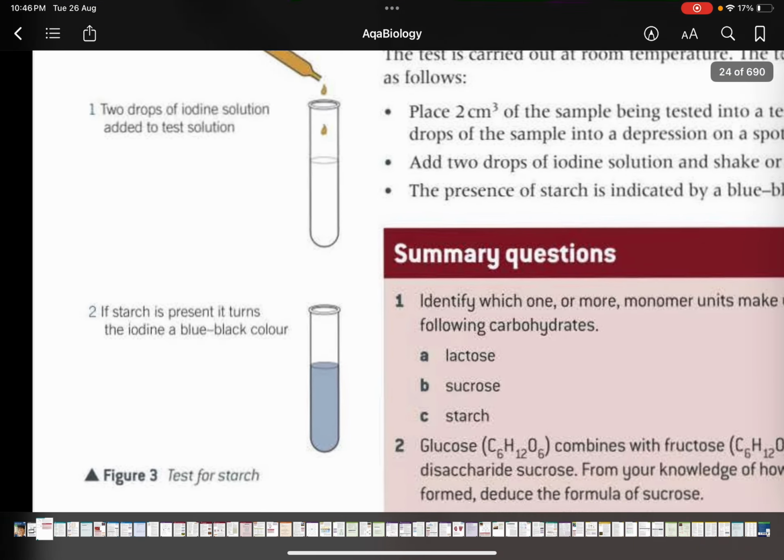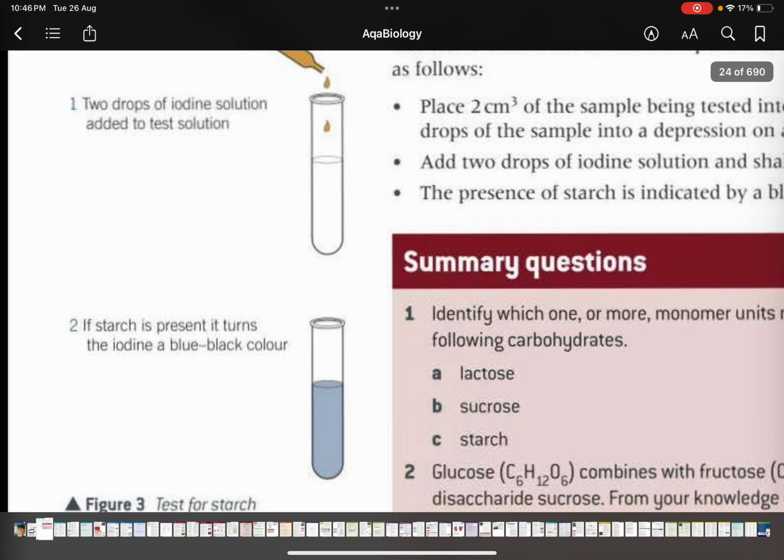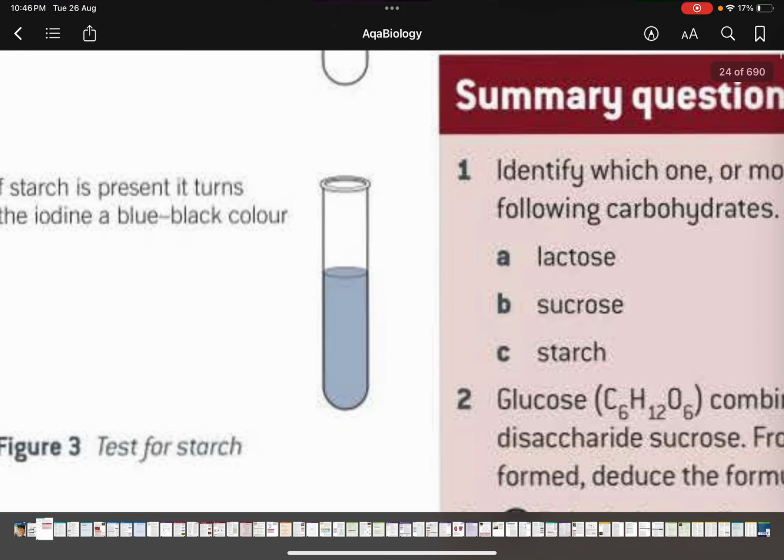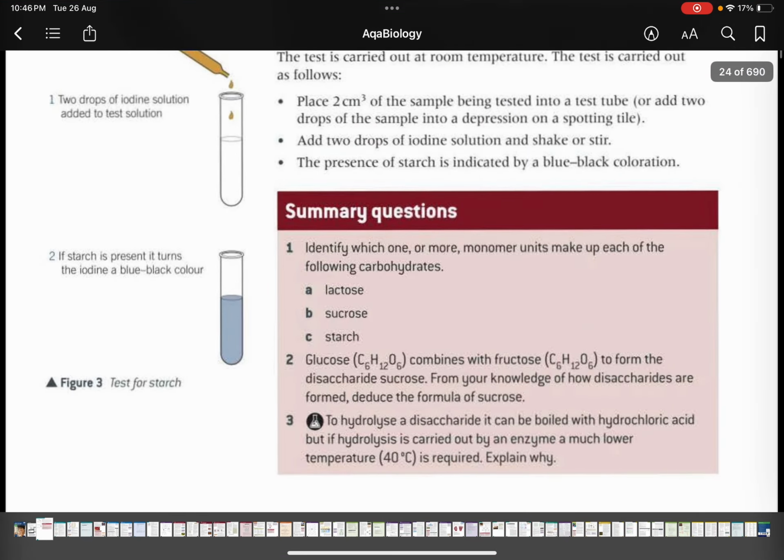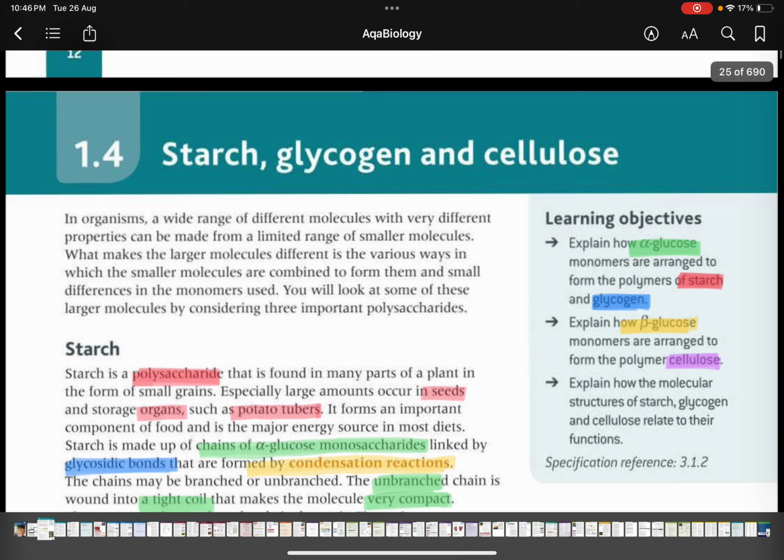Once again, over here, you add your iodine and it turns blue-black. That's actually a lighter shade; it generally is a little bit darker. But that's pretty much it. We're going to be doing 1.4 in the next lesson.